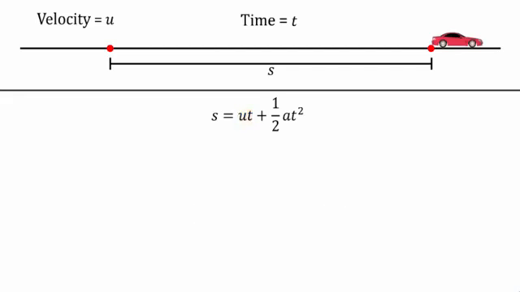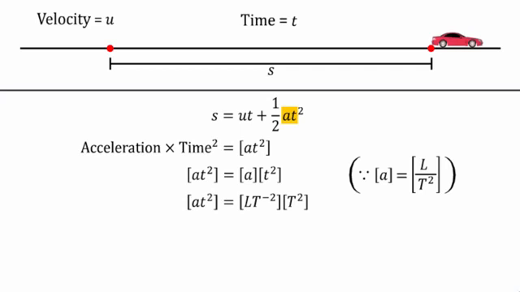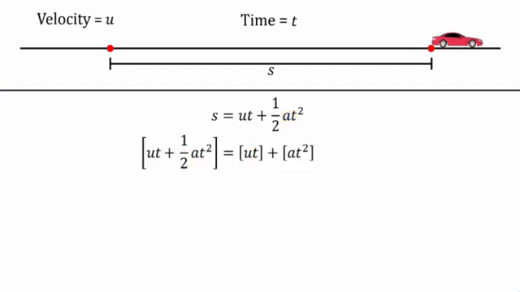The second term on the right-hand side of the equation is half at square. Half is a constant and thus does not have any dimensions. In the second term, it is the product of acceleration and time square. The dimensions of a are LT power minus 2 and that of t are T. Thus, the dimensions of at square are as shown. Taking the dimensional formula of the physical quantities in both the terms on the right-hand side of the equation, substituting their corresponding dimensions and simplifying, we find it is equal to L, which is the dimension of length as obtained on the left-hand side of the equation.